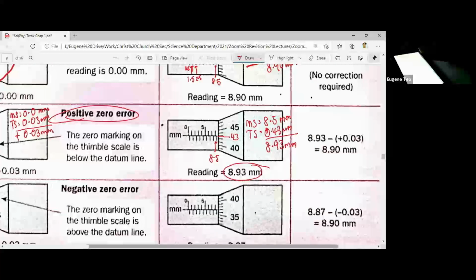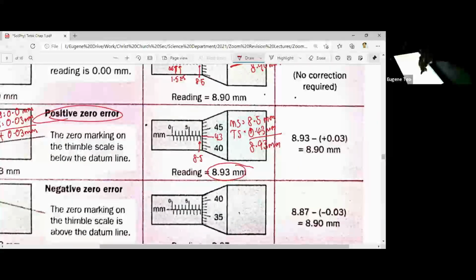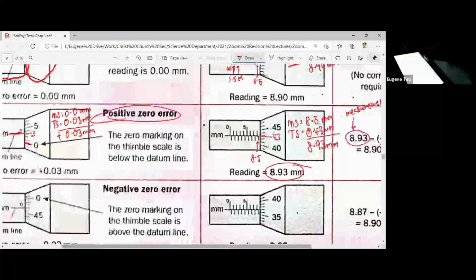Now, what is my corrected reading? Because I have positive zero error, I want to make corrections to it. This is the measurement you have taken. This is your positive zero error. To find the corrected reading, once again, it is very similar to the vernier caliper. You take the measurement minus the zero error, and that's what you're going to get. So this is for the positive zero error.